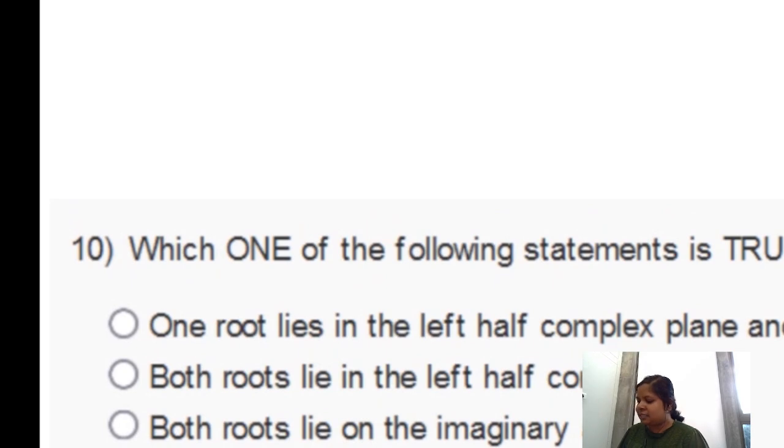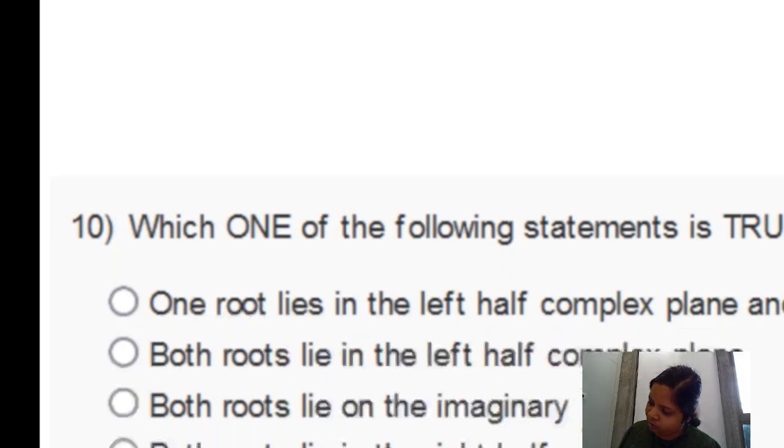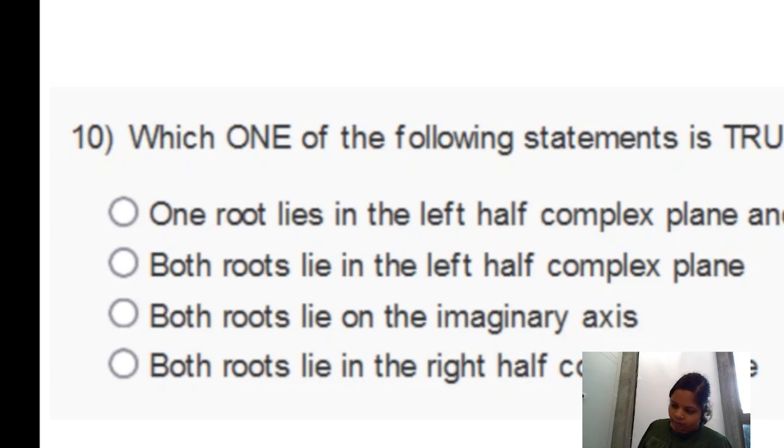Now when it says roots lie in the left half or right half of the complex plane, it means corresponding to the imaginary axis, where this point is 0,0, whether the root is on the left or on the right, or whether it is on the imaginary axis or on the real axis. That is the simple question. Now you can tell me if you find the roots. Ma'am, right half of the complex plane. Right. I hope everyone is getting this answer.